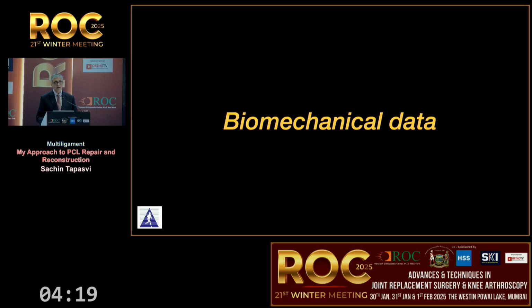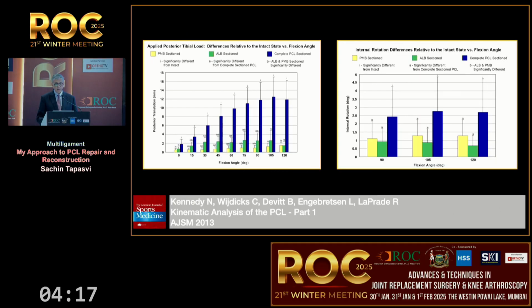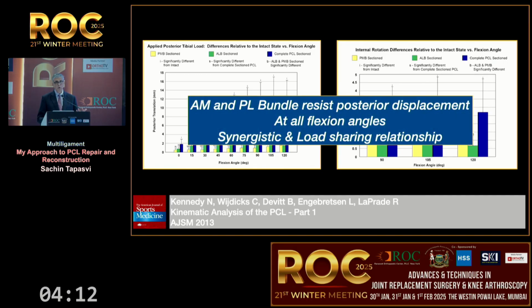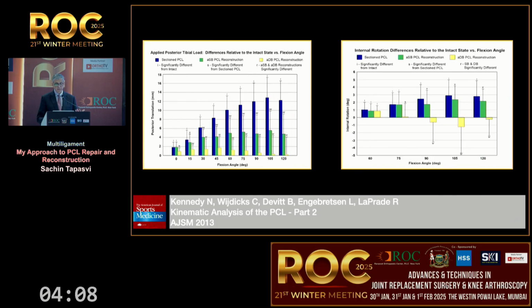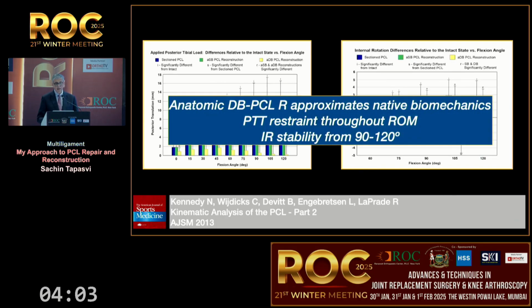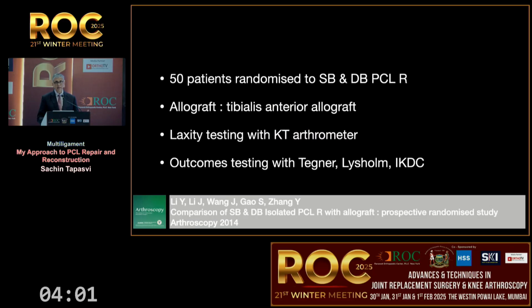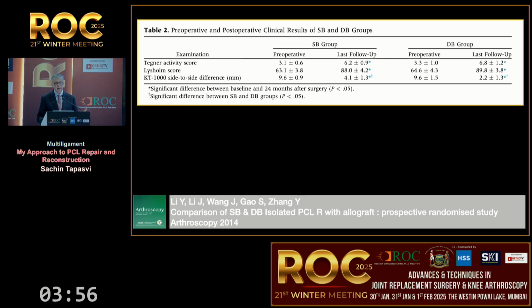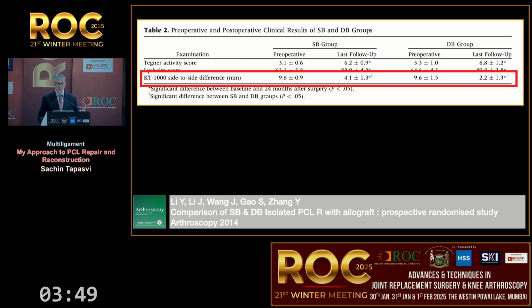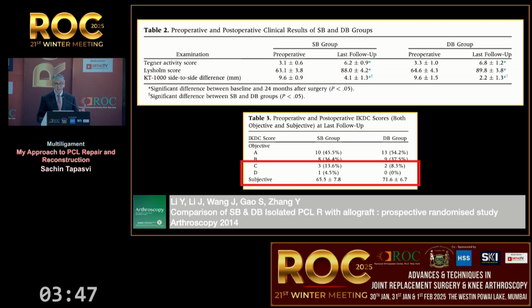What about single bundle as well as double bundle? If you look at the biomechanical data, that tells us that definitely a double bundle will closely mimic all the natural fiber distinctions of a PCL reconstruction, and that is true not only for translation but for rotation as well. But if you look at clinical data, there's not too much of a difference between the single bundle and the double bundle, and actually a side to side difference of about 2 millimeters is what has been shown when you do a single versus a double bundle.